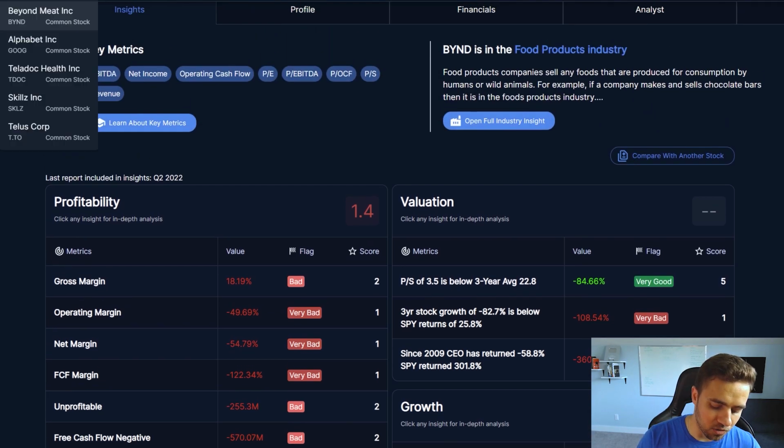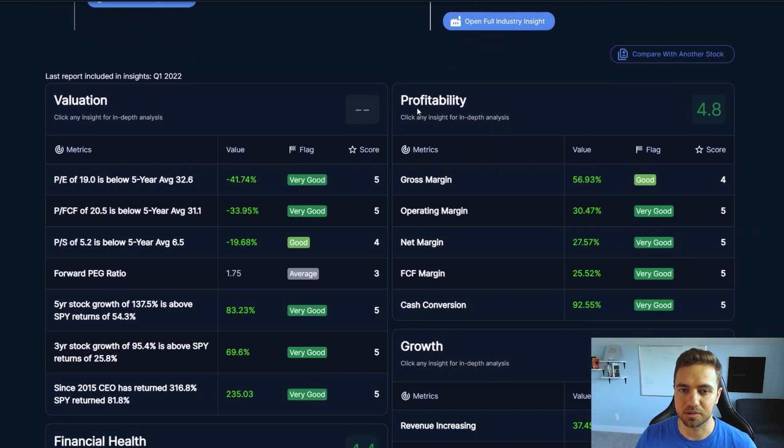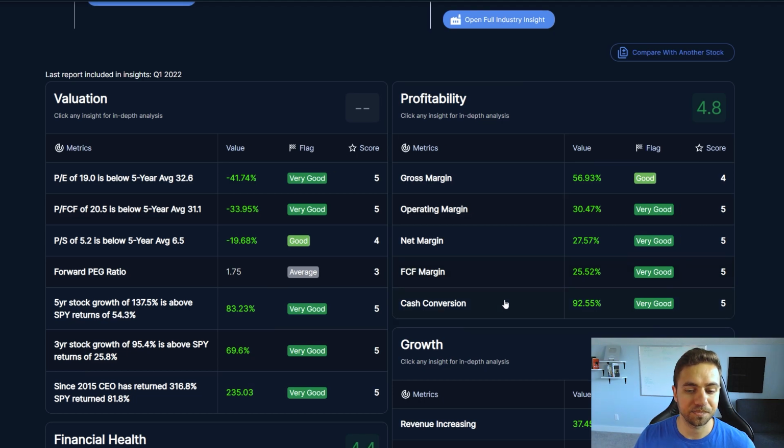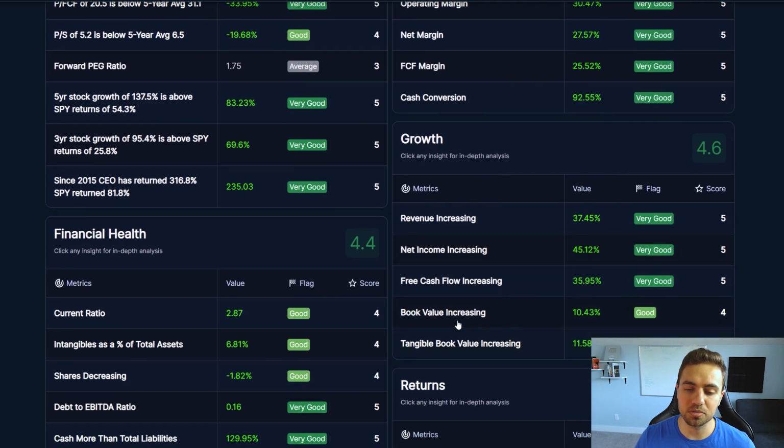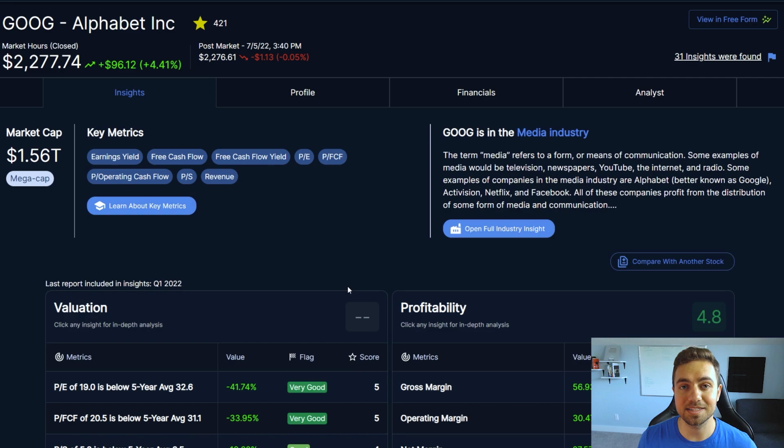Now, if we head over to Google's Insights, and we take a look at the profitability score right here, we can see that this is a very profitable business. And if we also scroll down to the growth, we can see that the book value did increase by about 10.43% over the past year, which Stock Unlock lets you know is a good thing. That is what our Insights tab is about. It's just a very quick way to show you some of the highlights and the key things that investors pay attention to when they are looking at the fundamentals of a business.